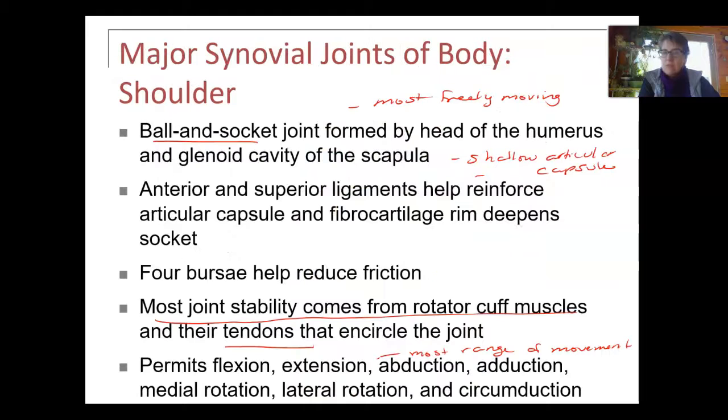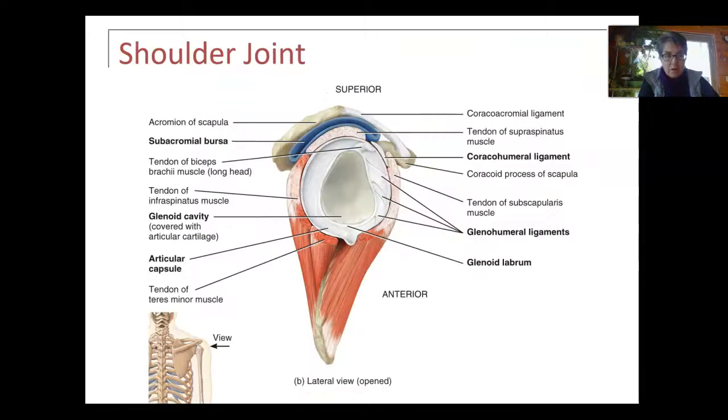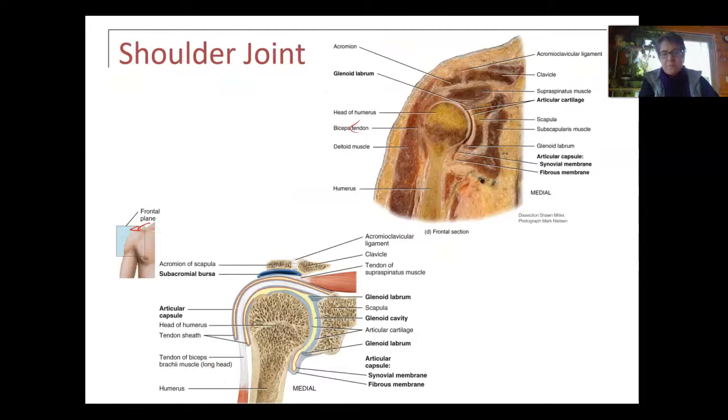So the shoulder sacrifices stability for range of motion. We didn't do it personally, we just evolved in order to have awesome moving arms.